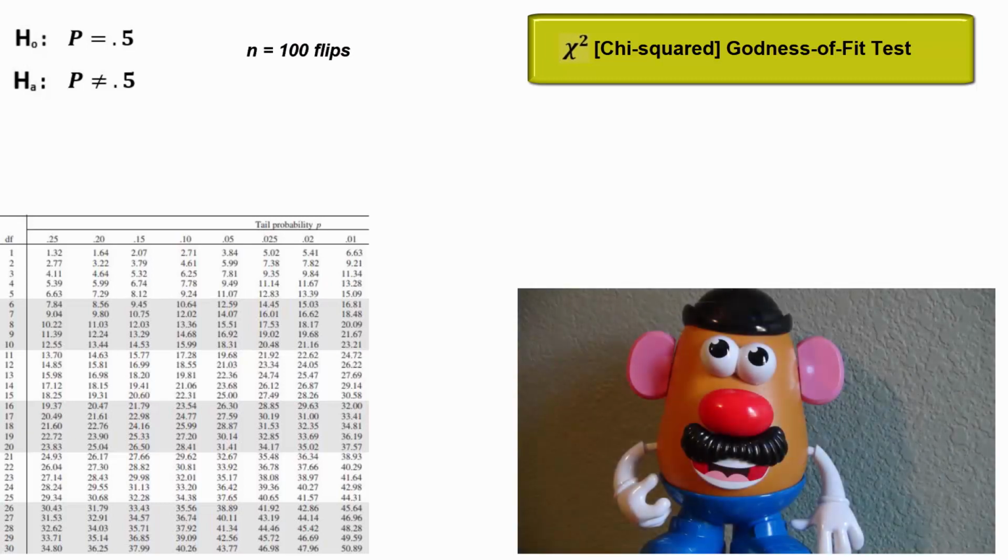Potato Head here flipped the coin 100 times, knocking his ear off twice and poking his eye out once, but he got the job done. In all, there were 40 tails and 60 heads tossed.